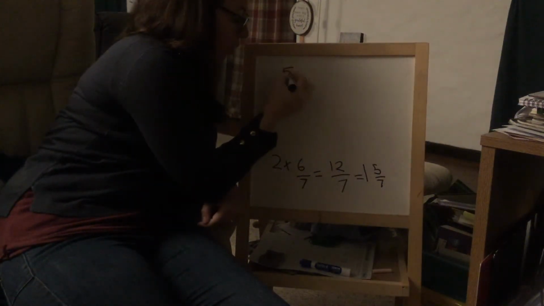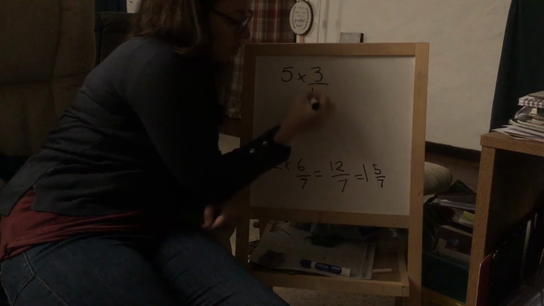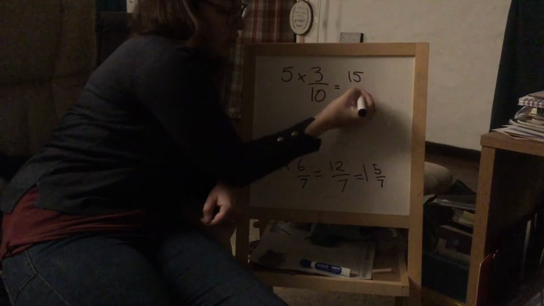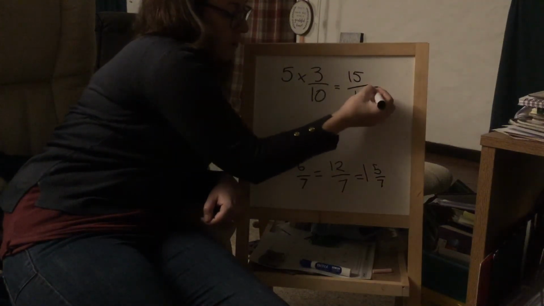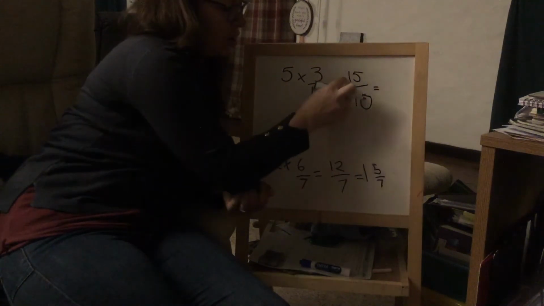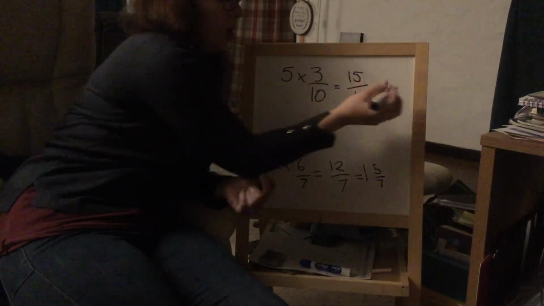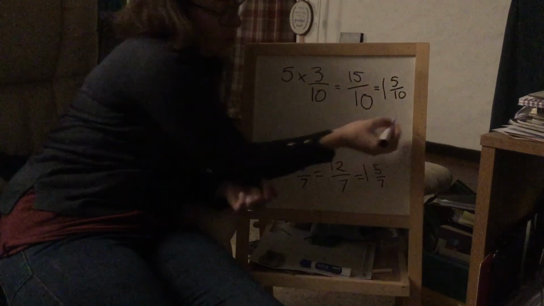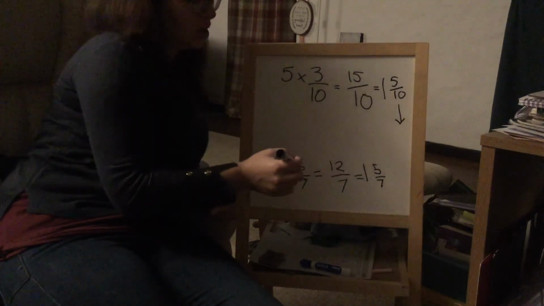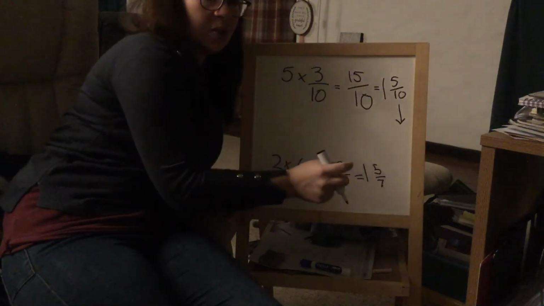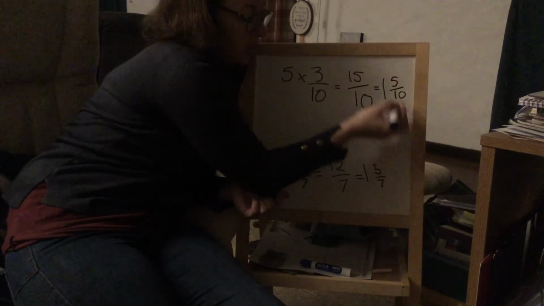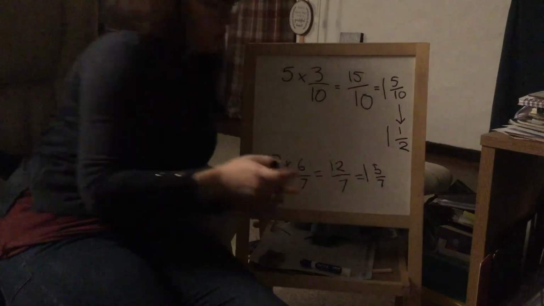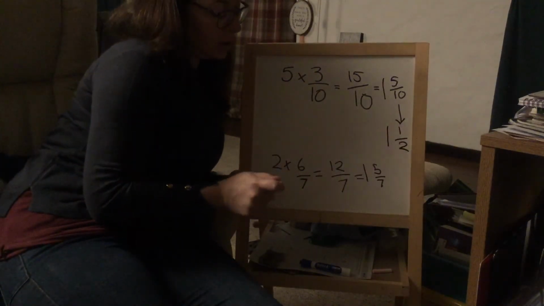So we'll do 5 times 3 over 10. 5 times 3 is 15 over 10. Now we can see that 15 is bigger than 10, so we can get one whole out of here, and we'll have 5/10 left over. Both of these numbers can be divided by 5. So by dividing both the top and the bottom by 5, we would get a half. So your answer would be 1 1/2.